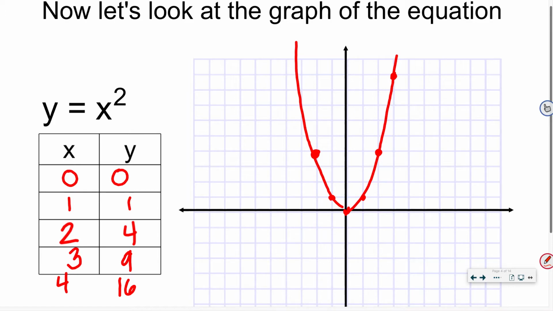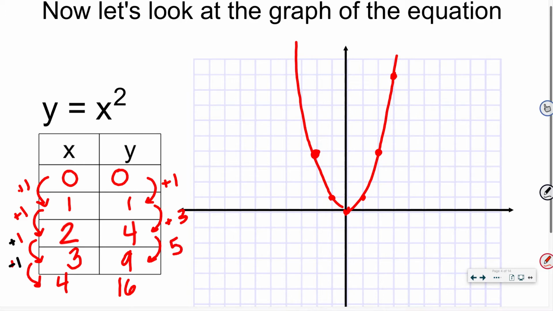So if we look at the table here, is my x value changing consistently? Yeah, it's increasing by 1. So we're good. So far, so good. Okay. What's happening to my y value? It's going up by 3. It's increasing by 1, and then by 3, and then by 5, and then.